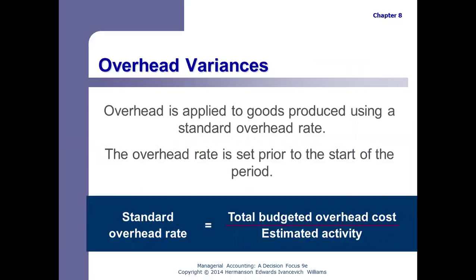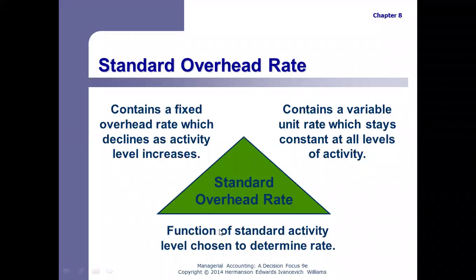Okay, overhead variances, the third component of manufacturing costs. We have a standard overhead rate. The standard overhead rate, we saw this in previous chapters, is the total budgeted overhead cost, so the total overhead divided by your estimated activity. Whatever the basis is that we're using to spread out the overhead, that's the denominator. And that gives us a standard rate.